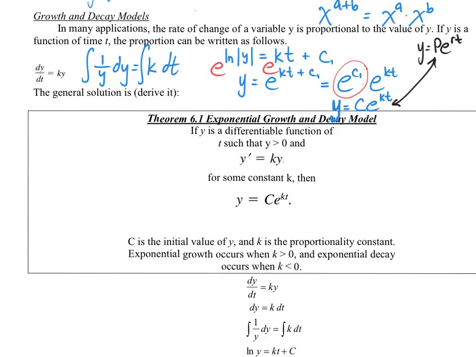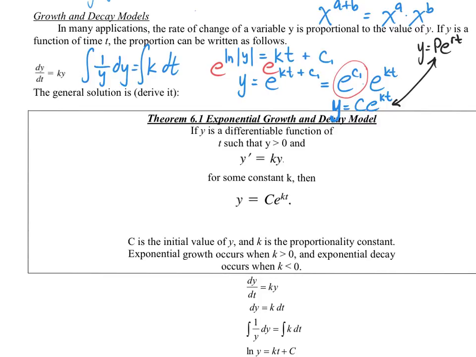Wait, why? Can you explain the e to the c1? e to the c1 is a constant, right? So I'm representing it as my new constant c. That's why I called it c versus c1. You know that it's slightly different, but it's still a constant nonetheless. Do you have to say that? No, but I wanted you to see the relationship between what we did and how they get to that growth and decay model of PERT.